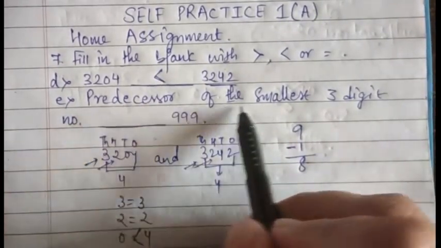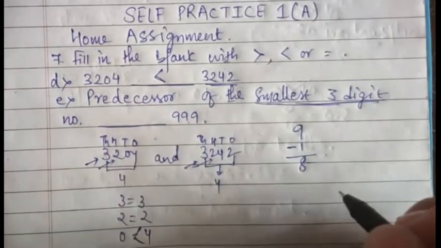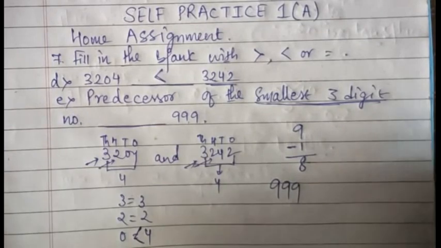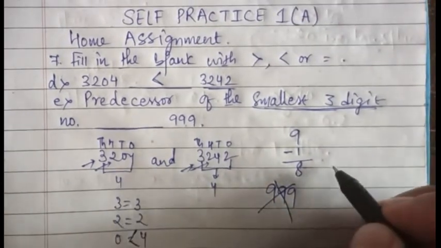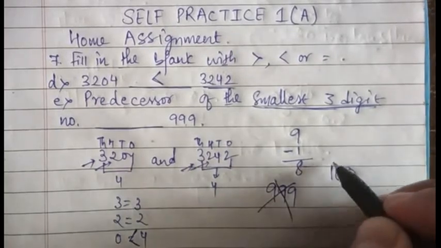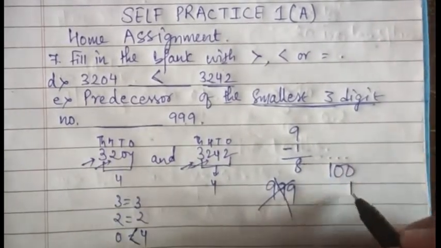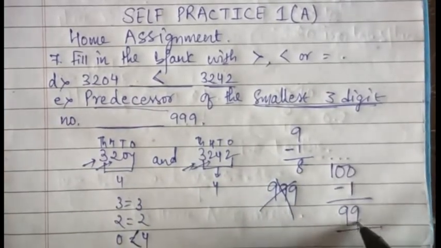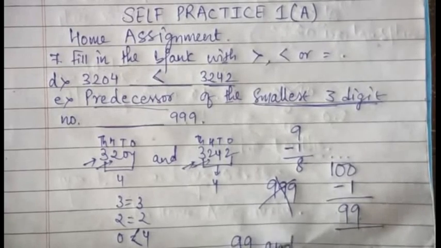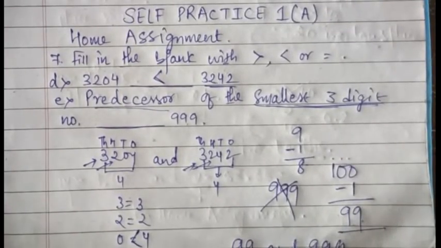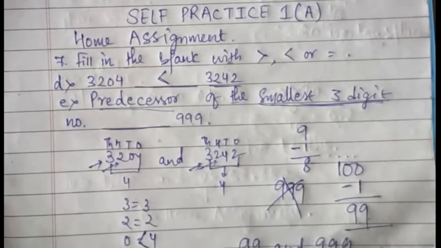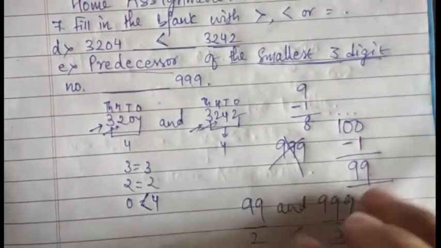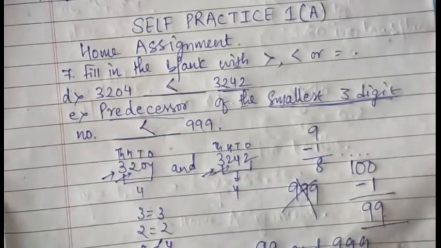Okay, so predecessor of the smallest 3-digit number. Yesterday I gave you the smallest 3-digit number, that is 999. Is it? No, absolutely incorrect. It is 100, 3 digits, 1 2 3. So you have to subtract 1 from this because we have to find the predecessor. So it is 99. So you have to compare actually 99 and 999. Over here, how many digits are there? 2. And over here, 3 digits are there. Which one is bigger? Obviously the 3-digit number is bigger, right? So 999 is greater than the predecessor of the smallest 3-digit number.